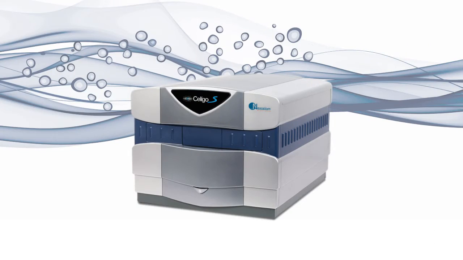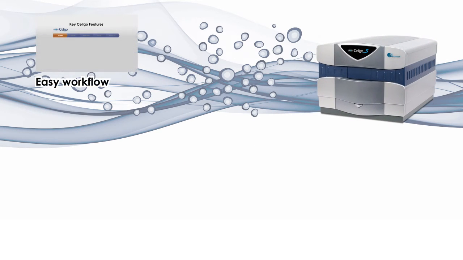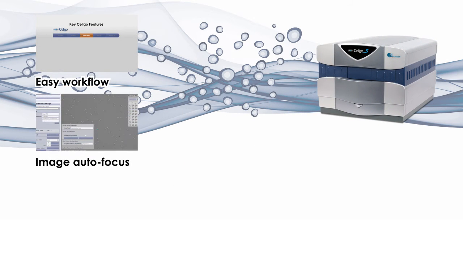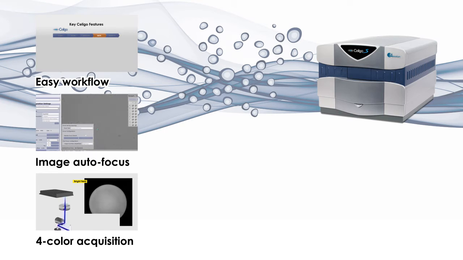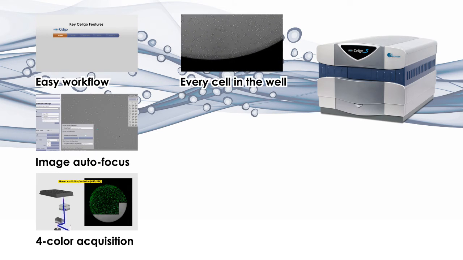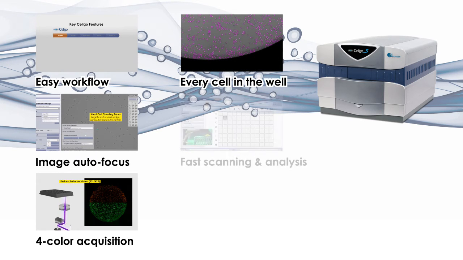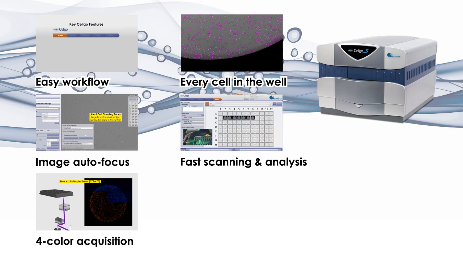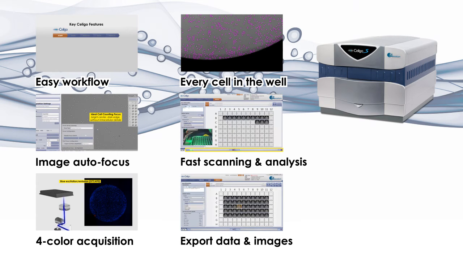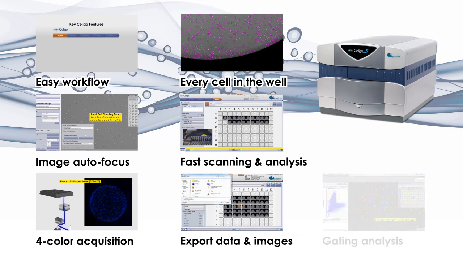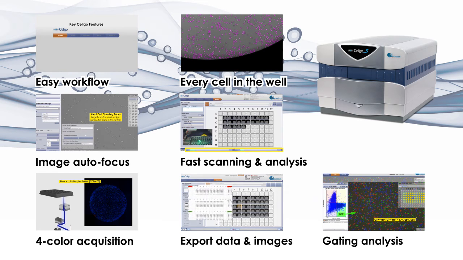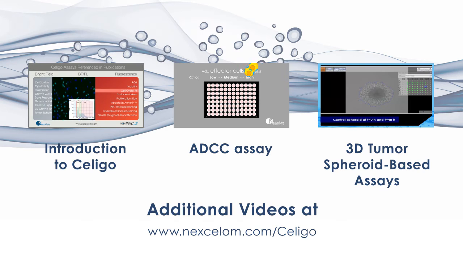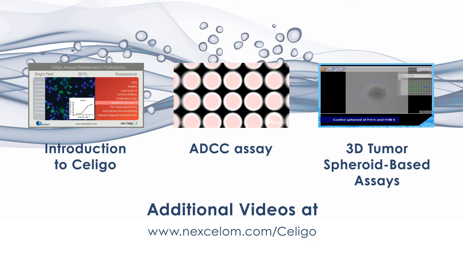In summary, the Celigo instrument possesses an easy workflow, image autofocus, four-color acquisition, imaging and analysis of every cell to the well edge, fast image scanning and analysis, the ability to export data and images, and perform population histogram and 2D gating analysis.